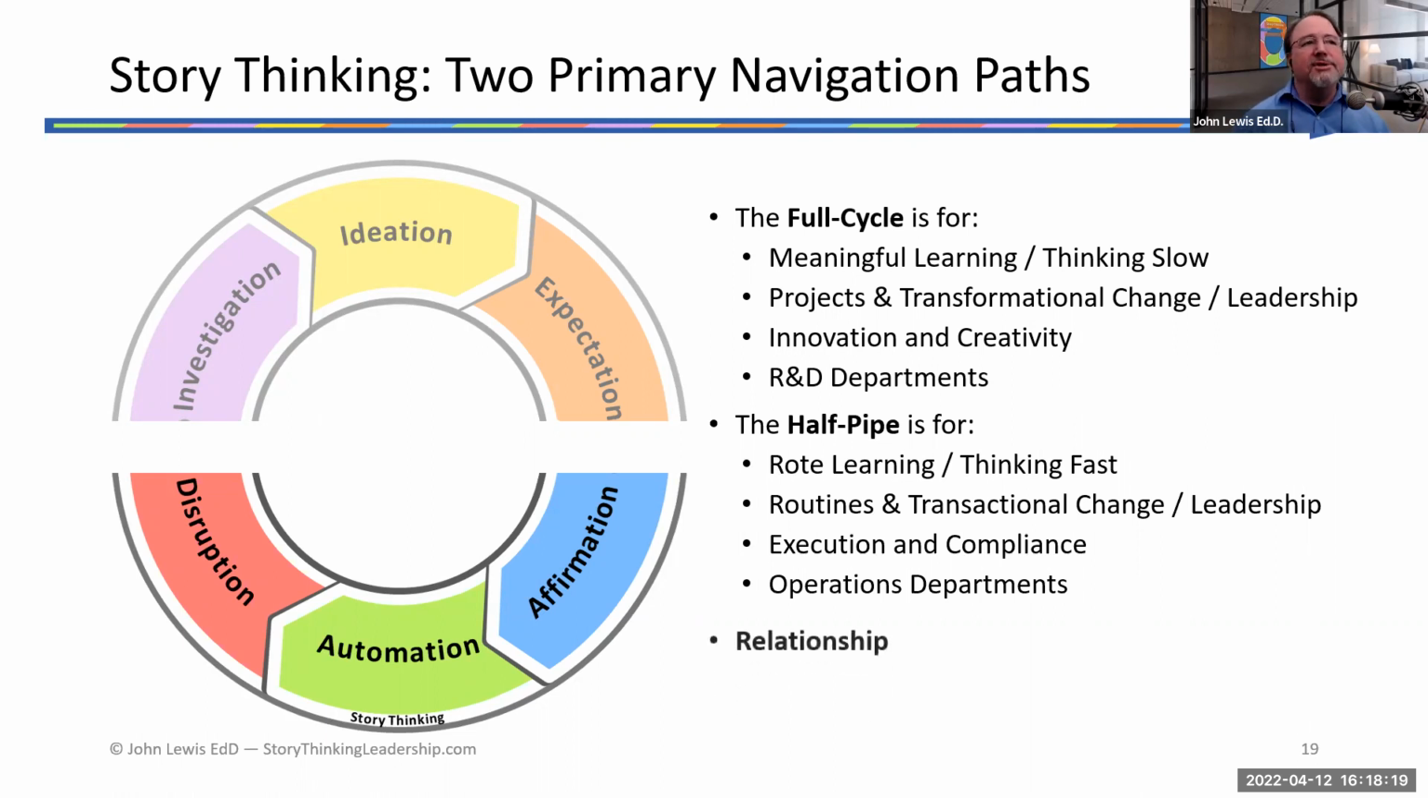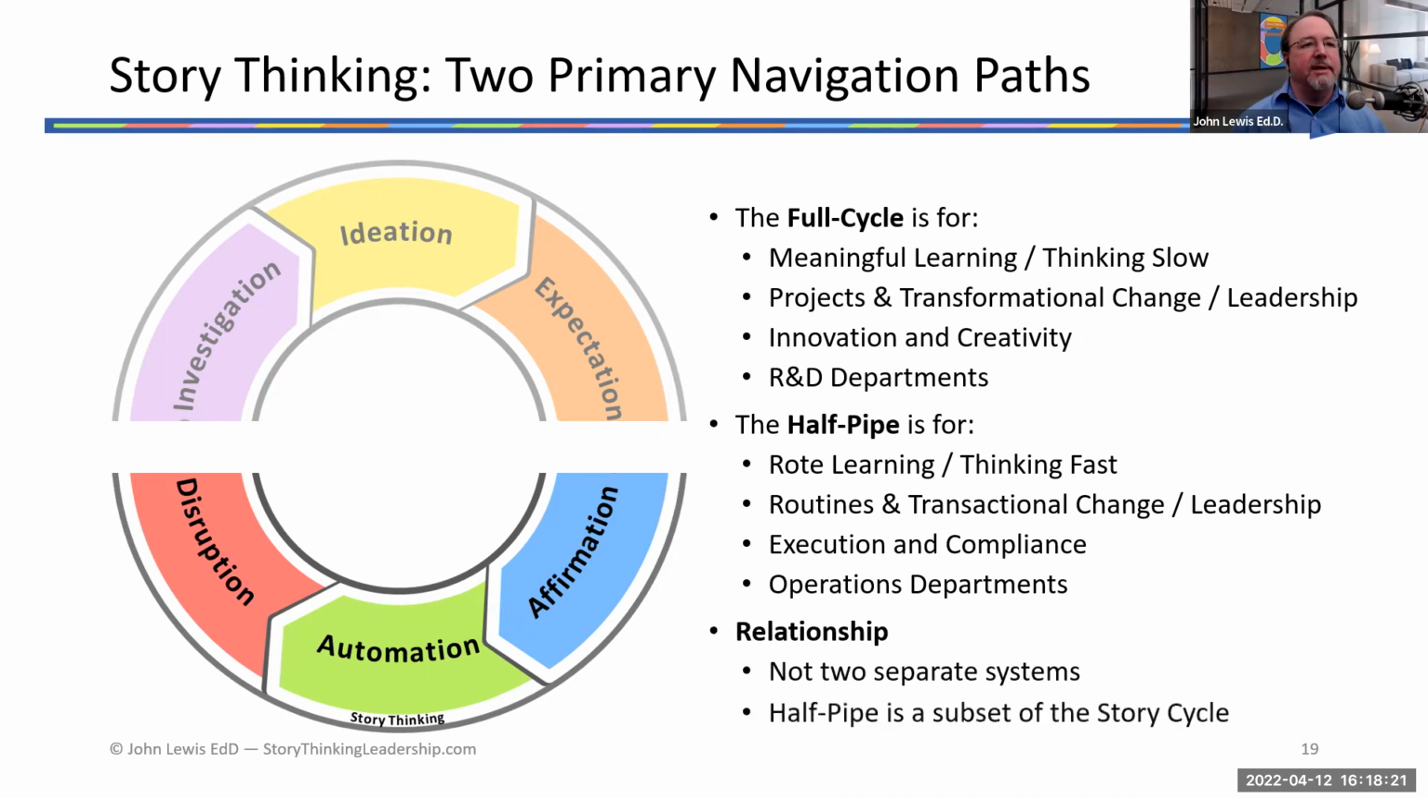And what's the relationship between these two navigation paths? They're not two separate systems. We've known about this in psychology for some time. We call it thinking slow or thinking fast. System 1, system 2. And the question's always been, how do you get from one to the other? And what story thinking shows us now for the first time is that they're not two separate systems. One is a subset of the other, and the larger is the structure of story.